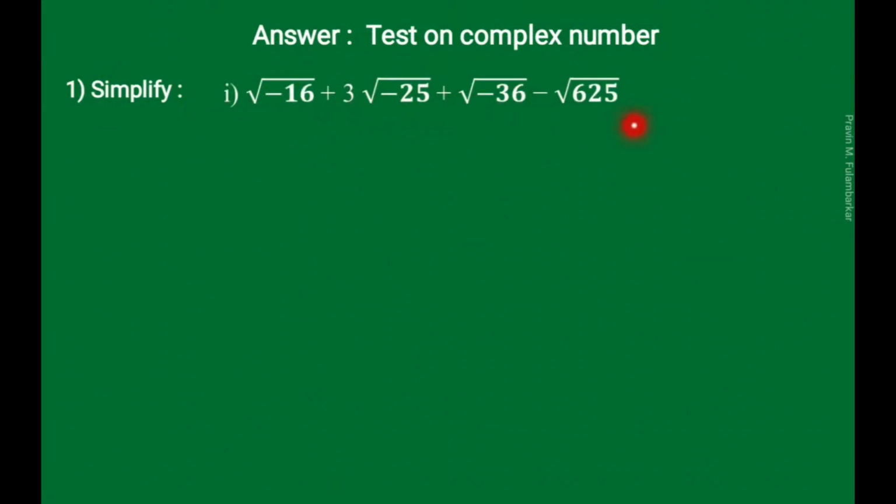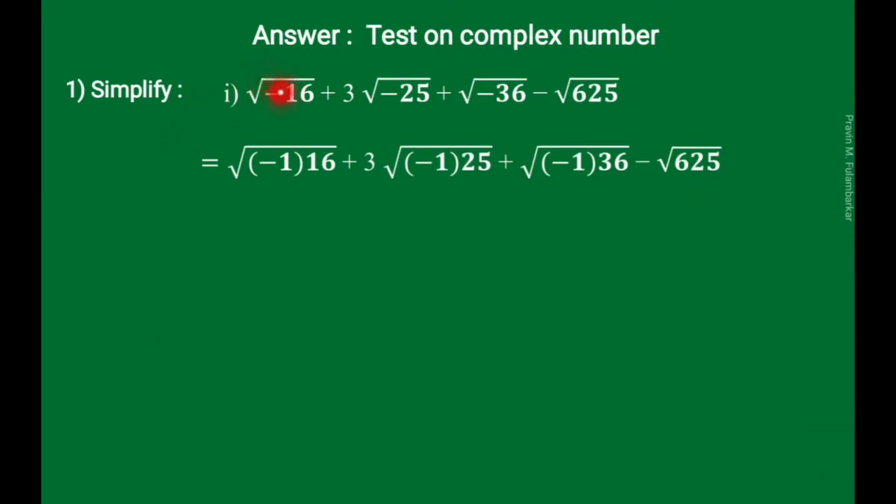Now see the first question. Simplify this. So see the answer of this first question. We write this minus 16 as minus 1 into 16, this minus 25 as minus 1 into 25, this minus 36 as minus 1 into 36. And this square root of 625 is a positive number, so we keep it as it is.